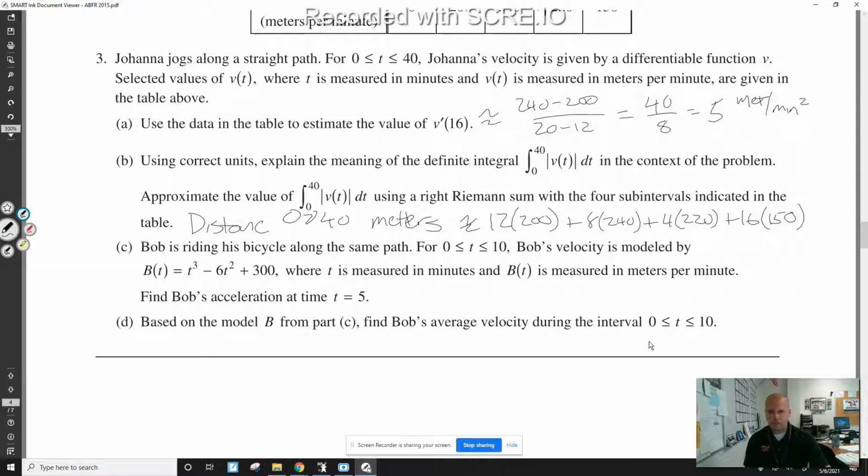Bob is riding his bicycle. Bob's velocity is this. Find Bob's acceleration at t equals 5. Well, if Bob's velocity is b, Bob's acceleration is b prime. And Bob's acceleration at 5 is 3 times 25, which is 75, minus 12 times 5, which is 60, 15 meters per minute, I tell you.